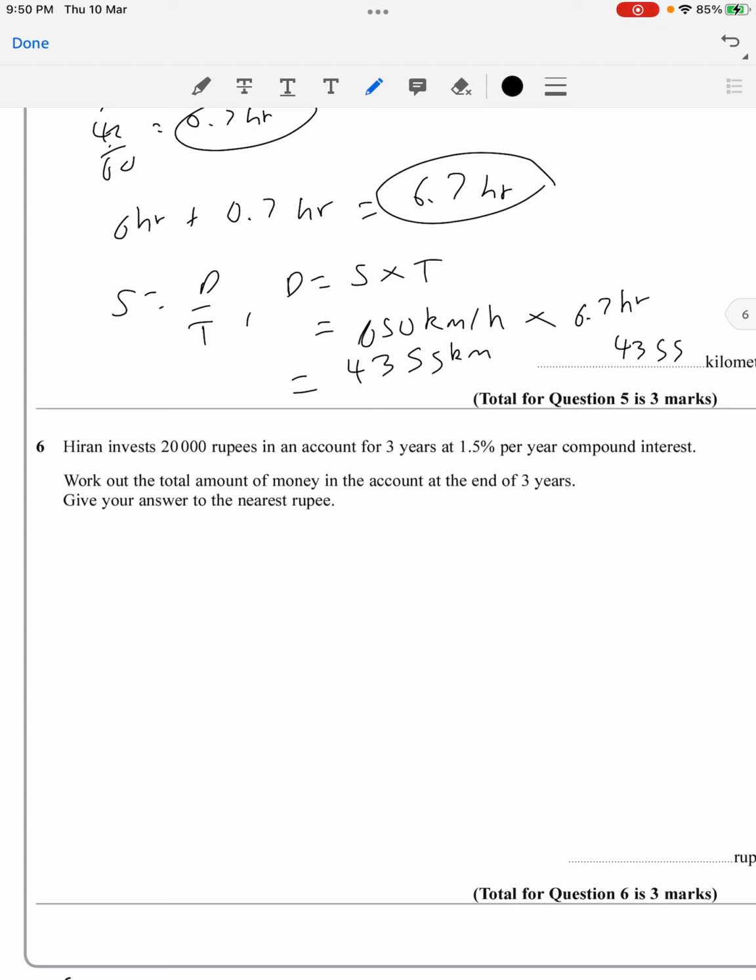Right, so Hiran invests 20,000 rupees in an account for 3 years at 1.5% per year compound interest. Work out the total amount of money in the account at the end of 3 years. Give your answer to the nearest rupee.